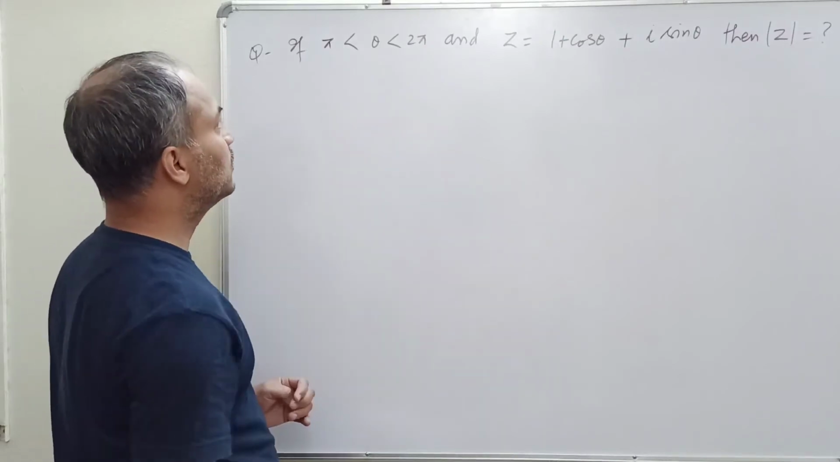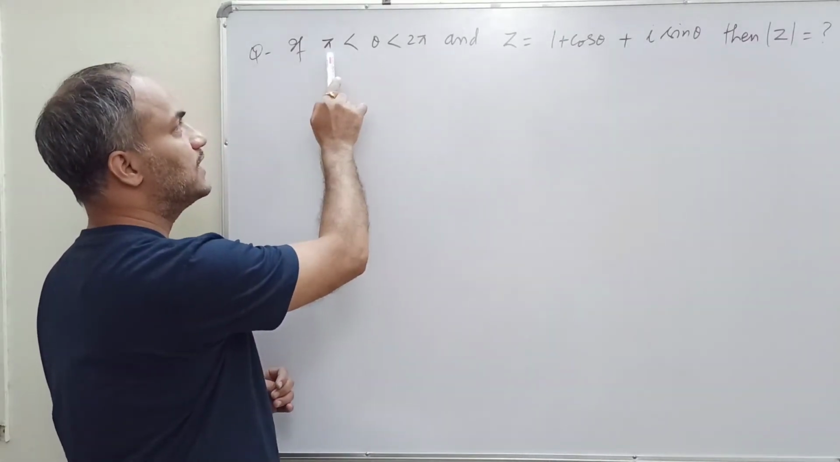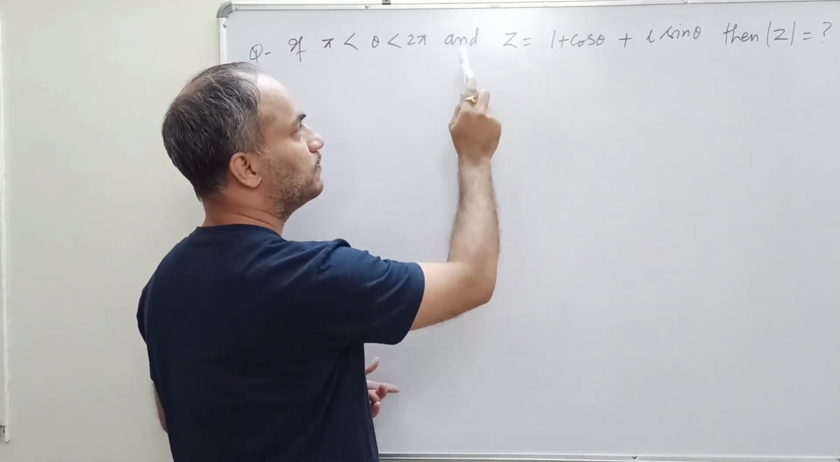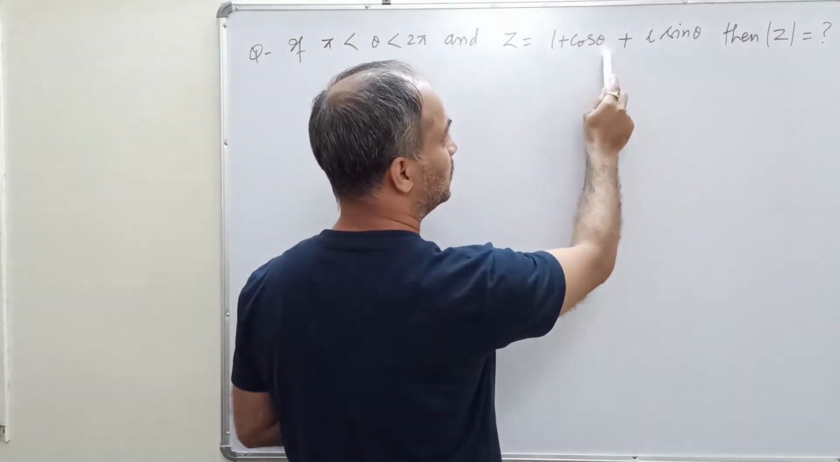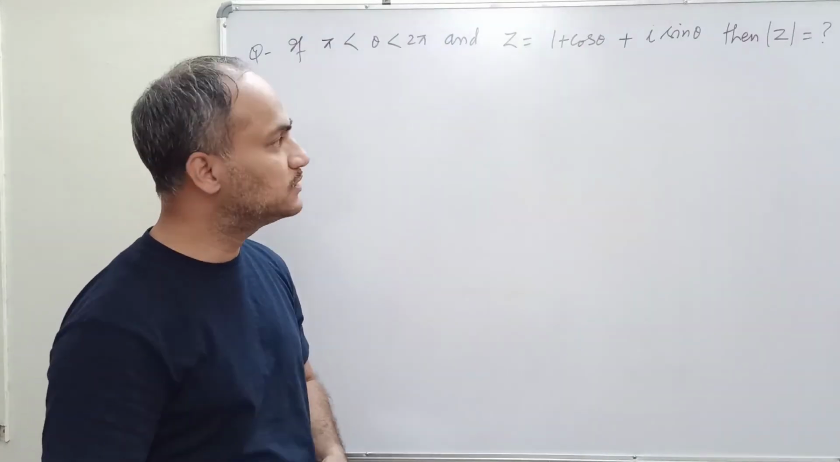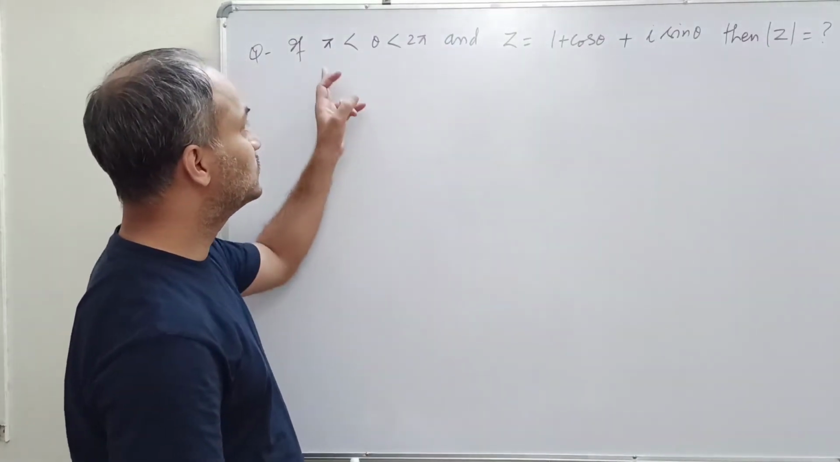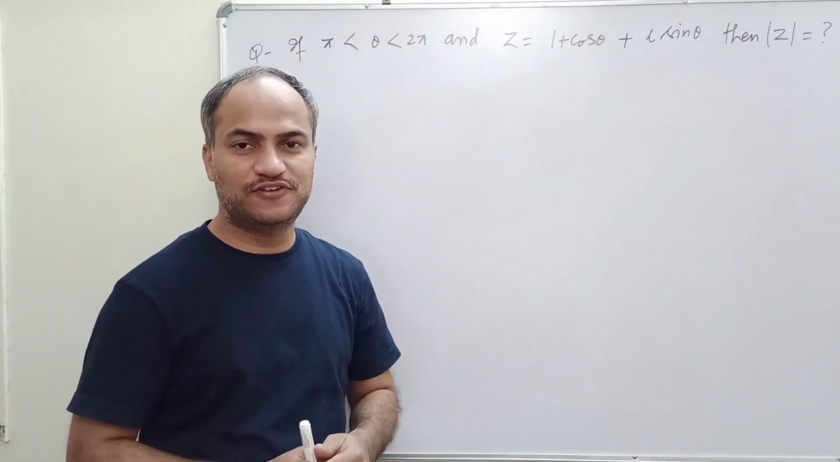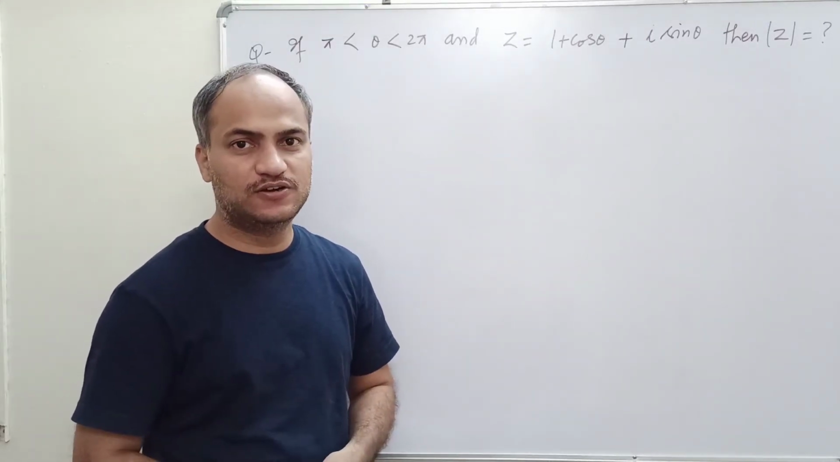So in this question we are given that theta lies between pi to 2 pi, and this complex number z is 1 plus cos theta plus I sin theta, and we have to find the modulus of z. Simple thing. But still, because of the values and the given range, it is a little bit different. Okay, so let us see how it can be done.